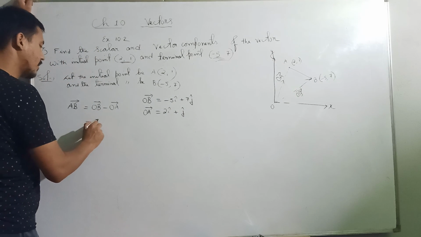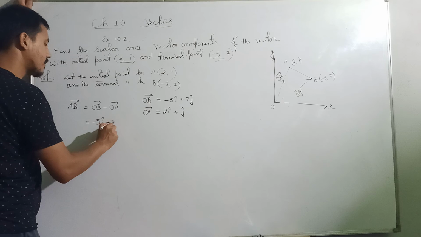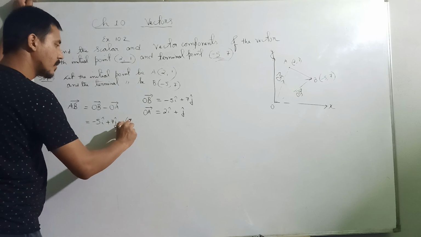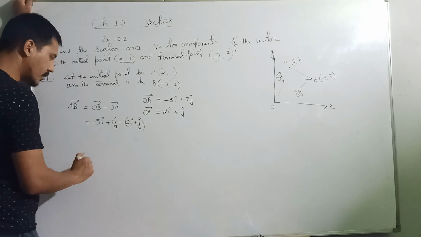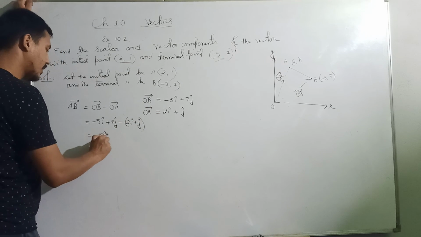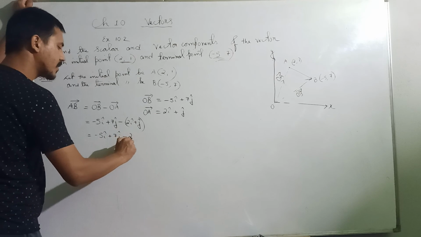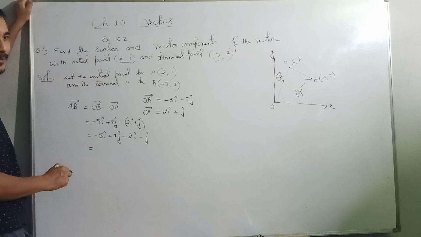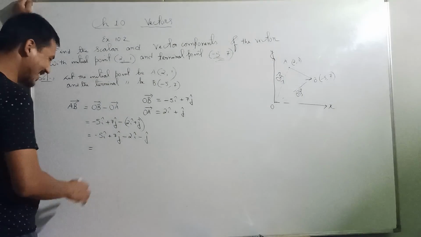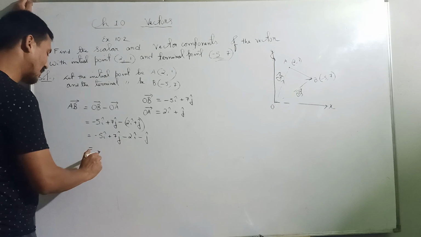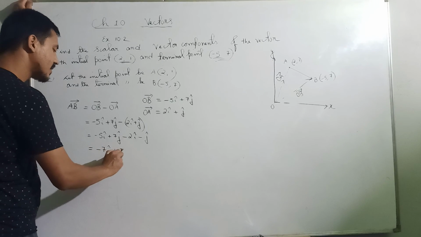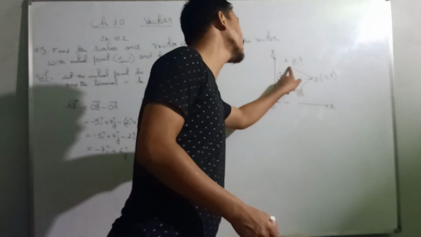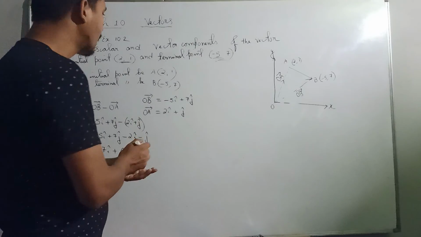So your OB will be minus 5 i cap plus 7 j cap, minus, and what is your position vector of A? 2 i cap plus j cap, right? Minus 5 i minus 2 i gives minus 7 i, plus 6 j. So this is the vector component of a vector having this initial point and this final point, okay?